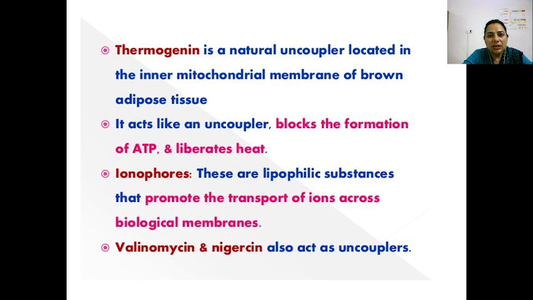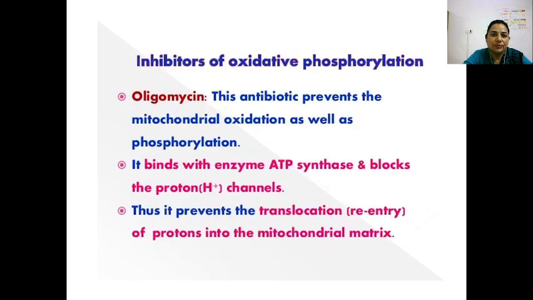Thermogenin is a natural uncoupler located in the inner mitochondrial membrane of the brown adipose tissue. It acts as an uncoupler, blocks the formation of ATP and liberates heat. Ionophores are lipophilic substances that promote the transport of ions across the biological membrane. Valinomycin and nigericin also act as uncouplers.